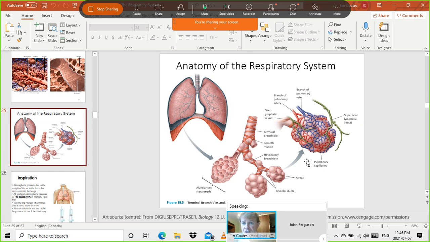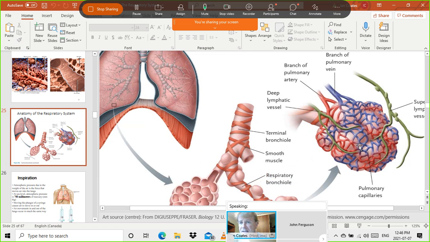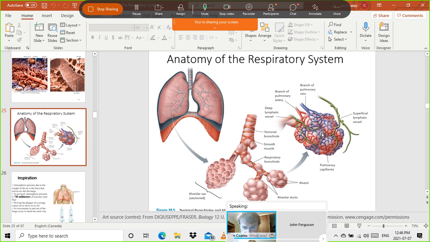Just another shot. I like this one here. It demonstrates, there's your lymph again. Your lymph is all over the place. But here are your capillaries coming right from the heart, and they're there to receive oxygen and dump off the CO2.